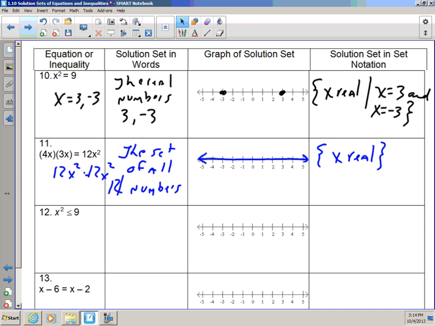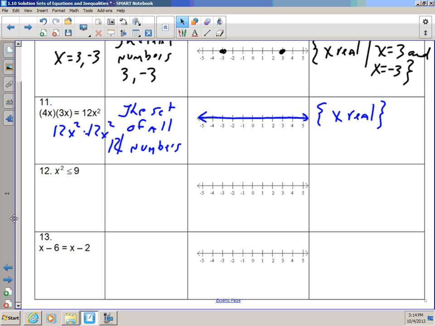Now, to the last two examples. x squared is less than or equal to 9. Well, if you were to solve this, you'd see that x is less than or equal to 3 and x is greater than or equal to negative 3. So, let me do the number line first, and then you'll see the words and the set notation. So, we know negative 3 is a solution and 3 is a solution. And since it's less than, if you were to choose any number between them, for example, 0, it makes it true. 2 makes it true.